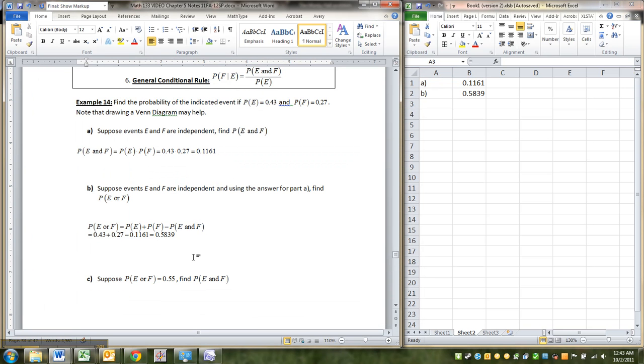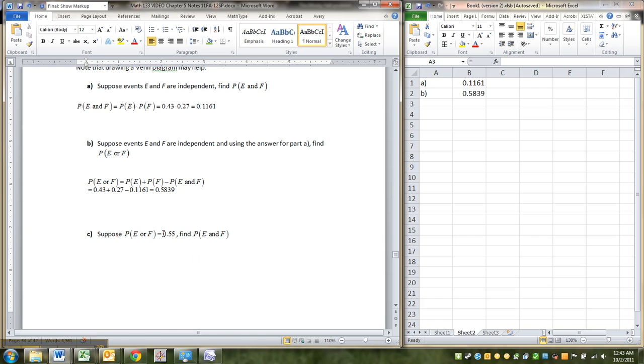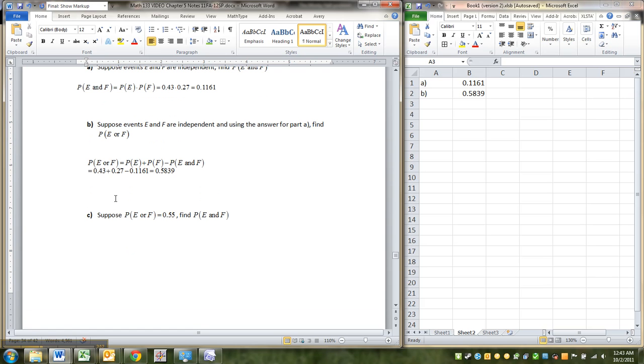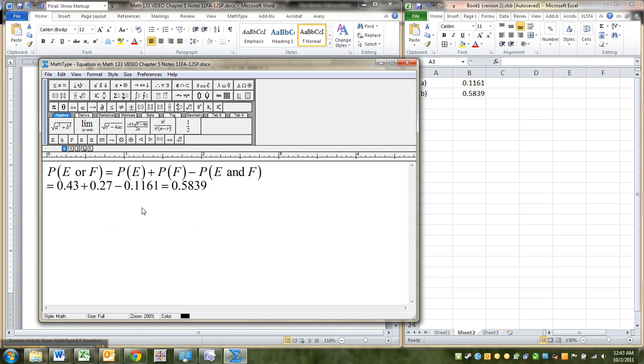Next, suppose the probability of E or F is equal to 0.55 instead. Find the probability of E and F. Okay, so now we're going to use a different rule. Same one we just did, but they're going to give us different information. So it's this rule, but they're telling us that this is 0.55. And they want us to find the probability of E and F, which I'm going to call X.